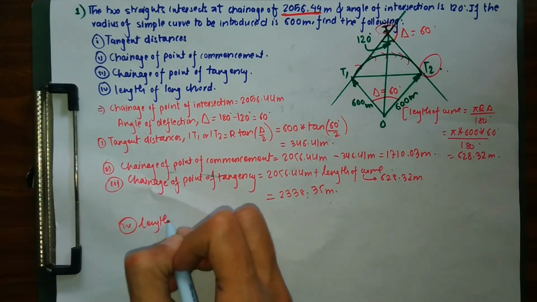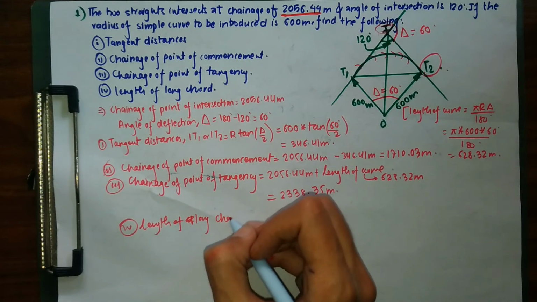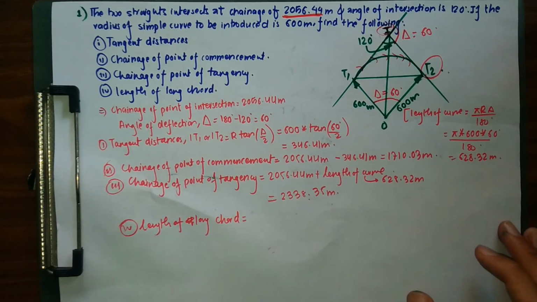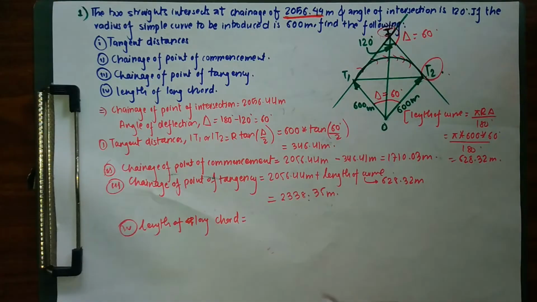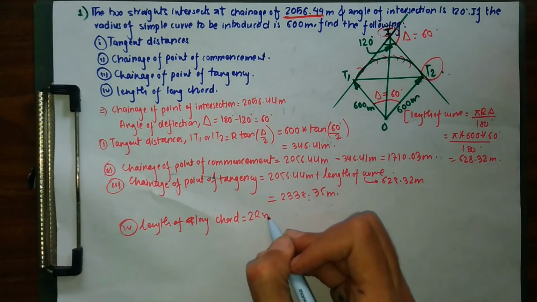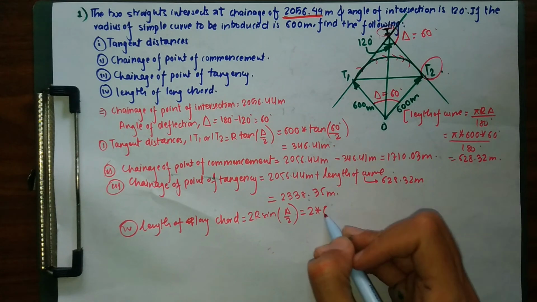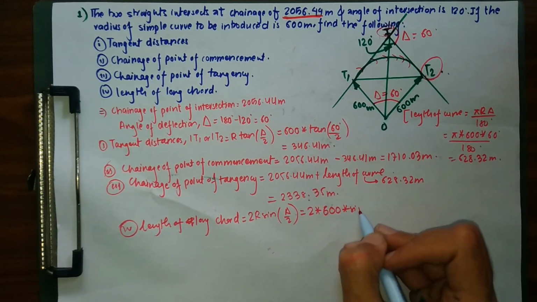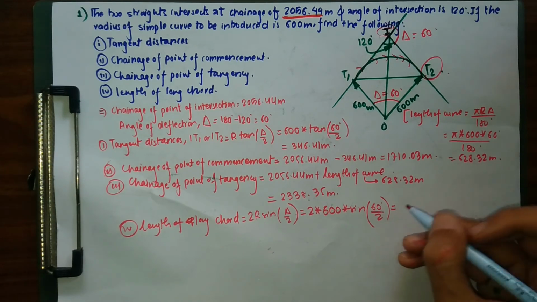Finally, it is asking for the length of the long chord. My length of long chord is simply the distance from T1 to T2, and it is given by the formula 2R sine delta by 2. So let me simply put in the formula 2R sine delta by 2. I have my R of 600 meters, I have sine, and my delta is 60 degrees divided by 2, sine 30 degrees, and I am going to get this as 600 meters.